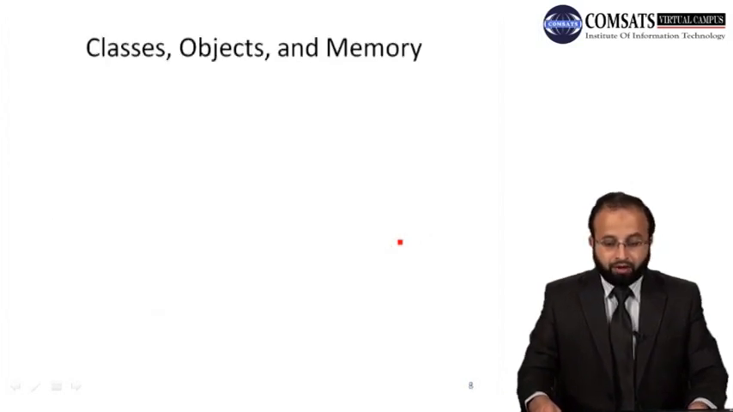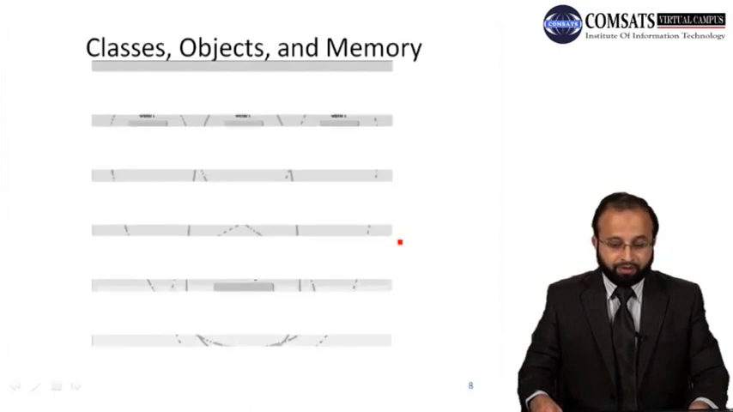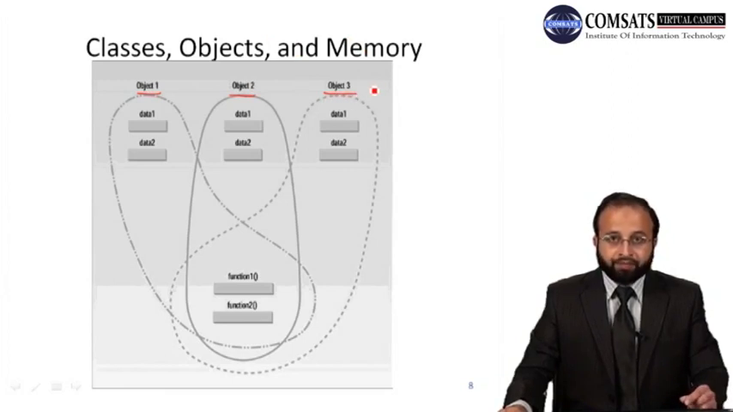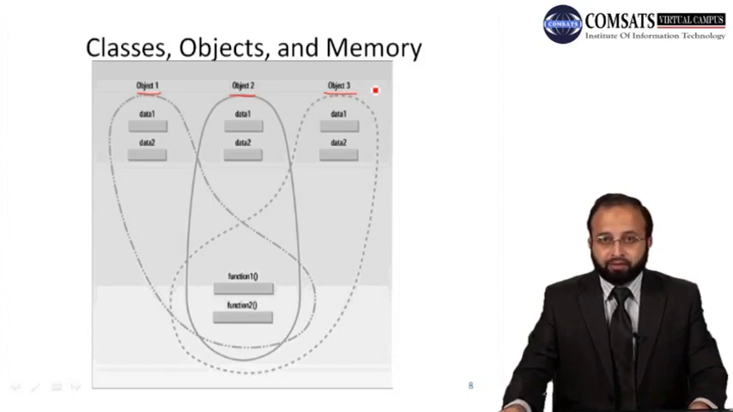Now let's see the objects, classes and memory. You can see that these are three different objects of the same class: object 1, object 2 and object 3. When an object is created, the attributes of the object, or the data members, are created too. Each object has its own data members.